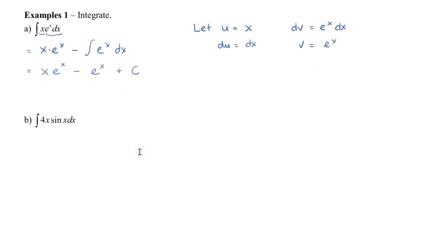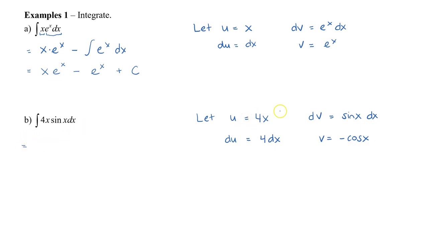Let's take a look at another one. So here we have the integral of 4 times x times sine x dx. So we're going to let u, and it's your choice. If one way doesn't work very well, you need to kind of switch your u and your dv. So I'm just going to guess and say that u is equal to 4 times x, and dv is then equal to sine x times dx. So we have du, we're going to take the derivative, is equal to 4 dx. The integral of dv is v, and the integral of sine x is negative cos x.